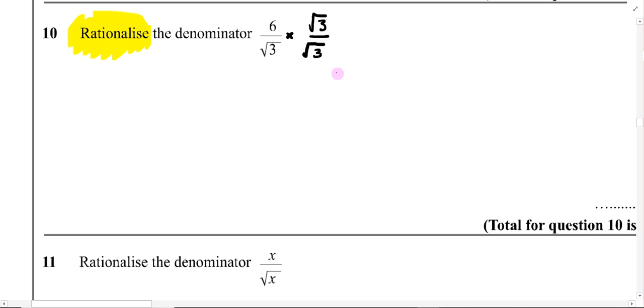Now the question is, why do I do root 3 over root 3 squared? That makes the top 6 root 3, which is fine, because I don't care about making the numerator rational. I just want the denominator.